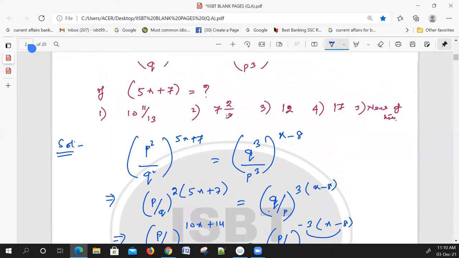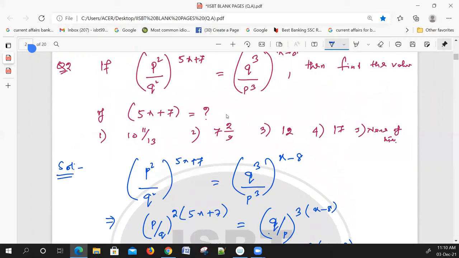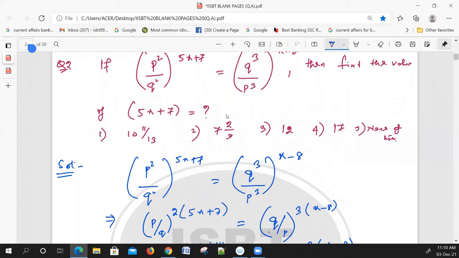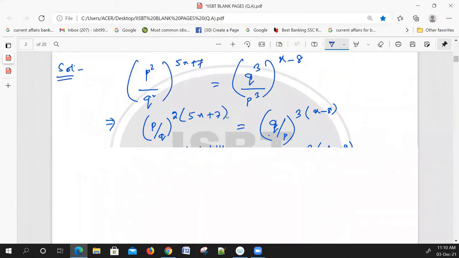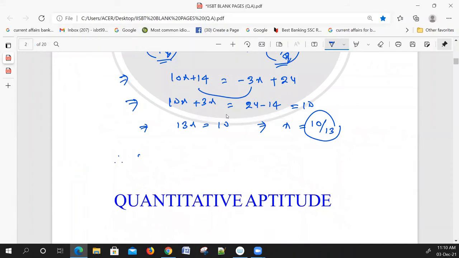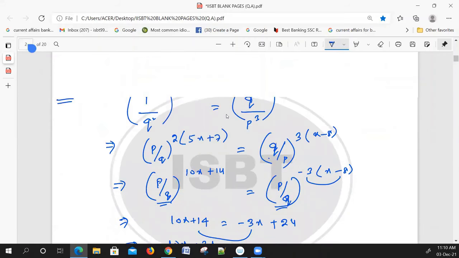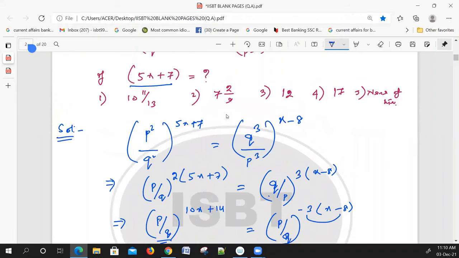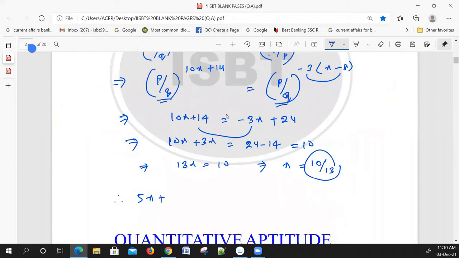Okay, so the question is 5x plus 7. What is the value of 5x plus 7? 5x plus 7. How much? 5 into 10 by 13 plus 7. So 50 by 13 plus 7. How much?